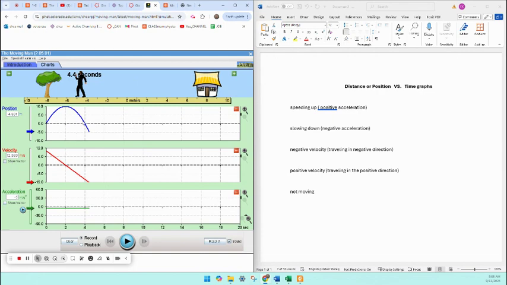Since it's traveling in the negative direction right here, its velocity is now negative, and so that's why it's speeding up, because you have negative acceleration in the negative direction would be speeding up. So this is not always the case. You got to pay attention that you're starting out in the positive direction.